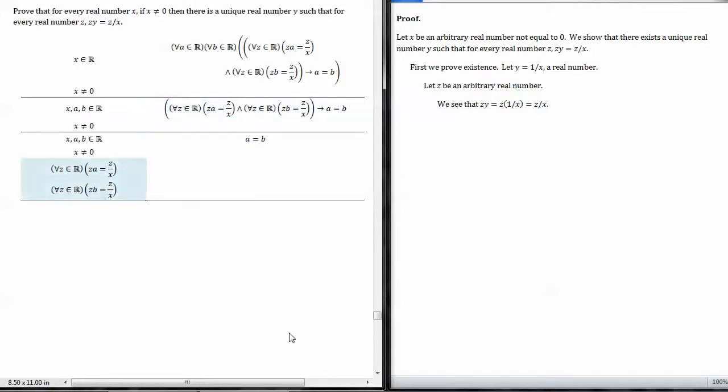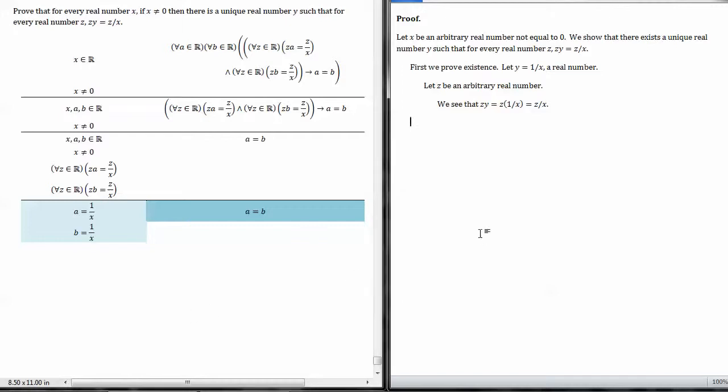And in order to get a equals b, we have to be a little bit clever here. We know that these equations are true for every single value of z, and if we want to get just a and b, why don't we just plug one in for z? Okay, that's actually universal instantiation, right? We're allowed to take this to be true for any particular real number z that we want. So just let z equal 1, and we get a and b both equal to 1 over x. And from that, we can certainly conclude that a equals b.